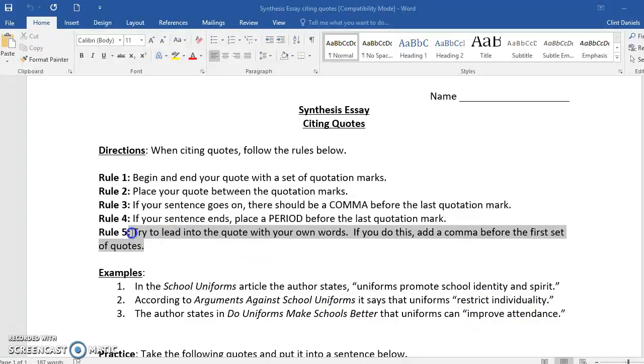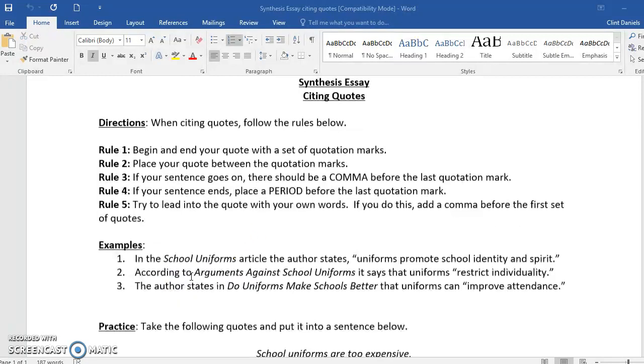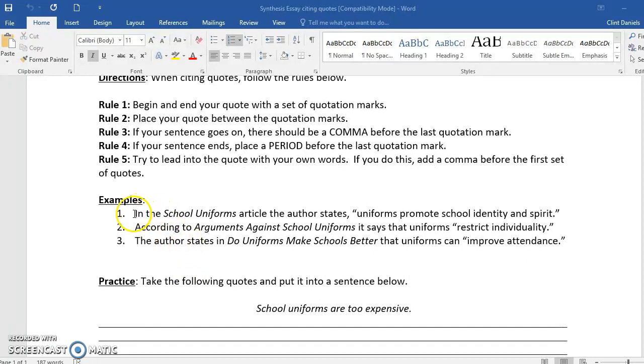Finally, and sometimes this is difficult here, try to lead into the quote with your own words. So if you do this, you're going to add a comma before the first set of quotes, okay? So let's look at my examples here. This is showing you how I have led into the quote with my own words. In the school uniforms article, the author states, "uniforms promote school identity and spirit." Okay? I've used all 5 of those rules there.